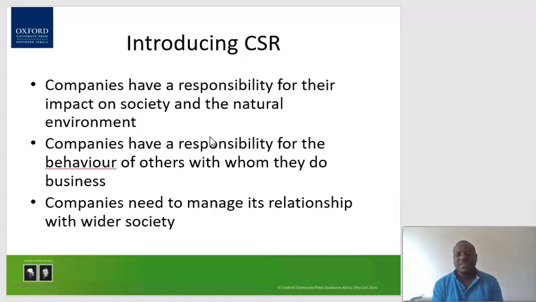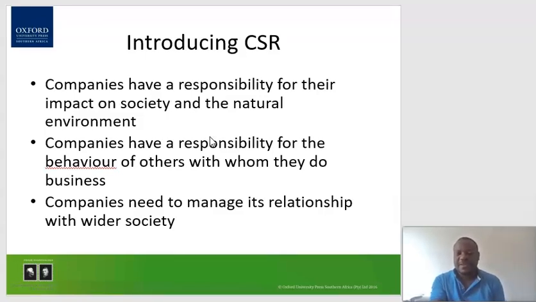Companies also have a responsibility for the behavior of others with whom they do business. For example, their suppliers, their customers, if they cause any harm to the environment or to the society, those companies are also responsible. Companies also need to manage their relationship with the wider society. So basically, there's general consensus that these aspects actually are corporate social responsibility.